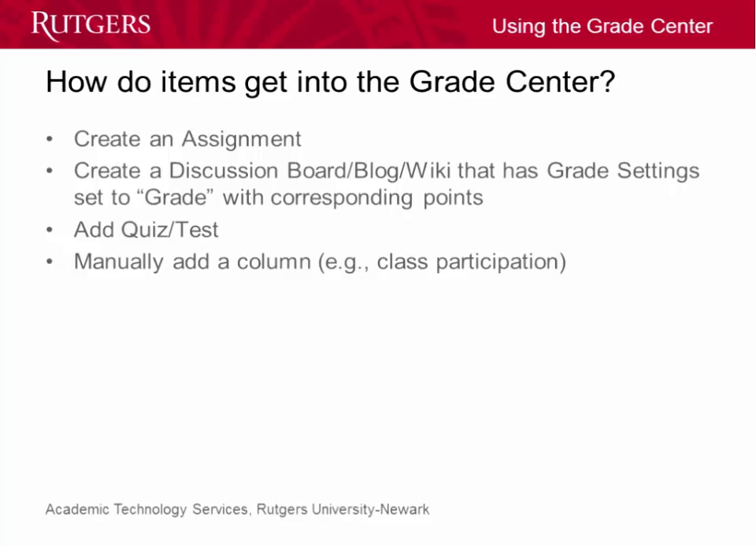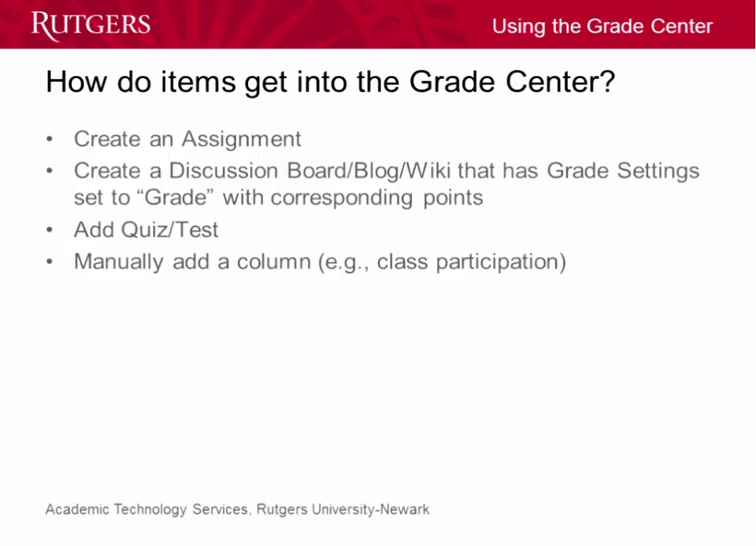You can select to have the assignments in there, or you can select to have a discussion board, a blog, or a wiki. When you put those in there, you can choose to have it be a graded assignment. And once you choose that and how many points it should be, then it shows up in your Grade Center. You can also add in a test or a quiz that you use Blackboard to create, and then that is added to your Grade Center as well.